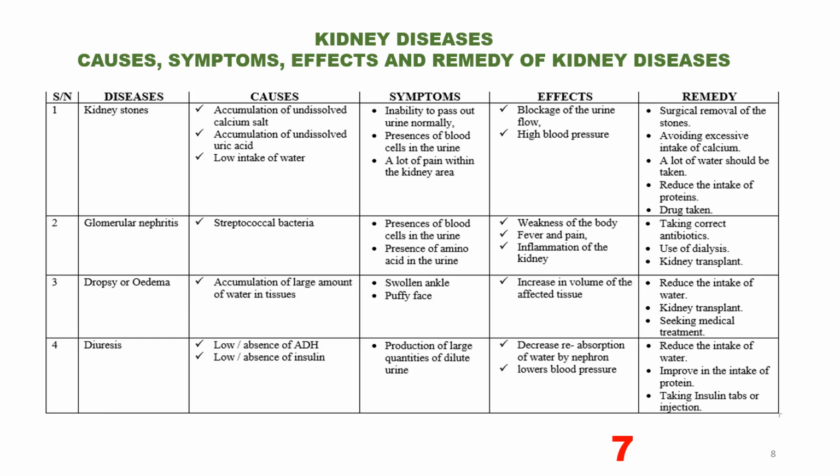So symptoms: swollen ankle, puffy face, and then effect of this disease is increase in the volume of the affected tissue. Then the remedy: reduce the intake of water, kidney transplant, seeking medical treatments. And then the last disease we are going to talk about here is diuresis. Diuresis, one of the causes of diuresis: absence of ADH. ADH stands for antidiuretic hormone or vasopressin.